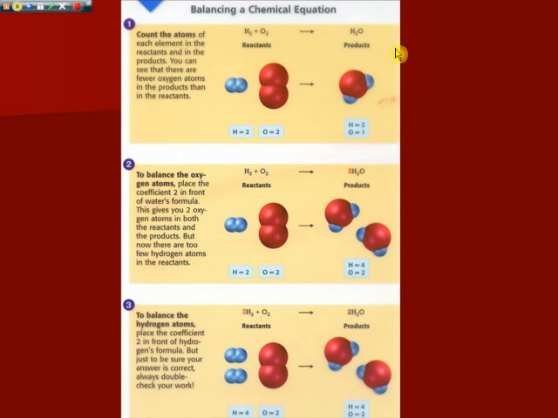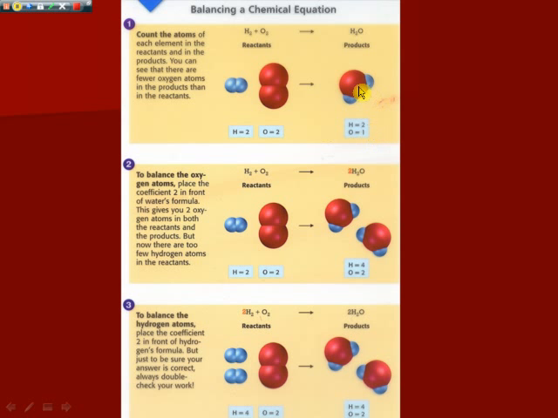Now, we have an example from our book for balancing a chemical equation. This example shows us the synthesis of water from hydrogen and oxygen. So we have H2 plus O2 reacts to produce H2O. Our first step is to count the atoms. On the left-hand side, we have 2 hydrogens and 2 oxygens. And on the right, we have 2 hydrogens and 1 oxygen.